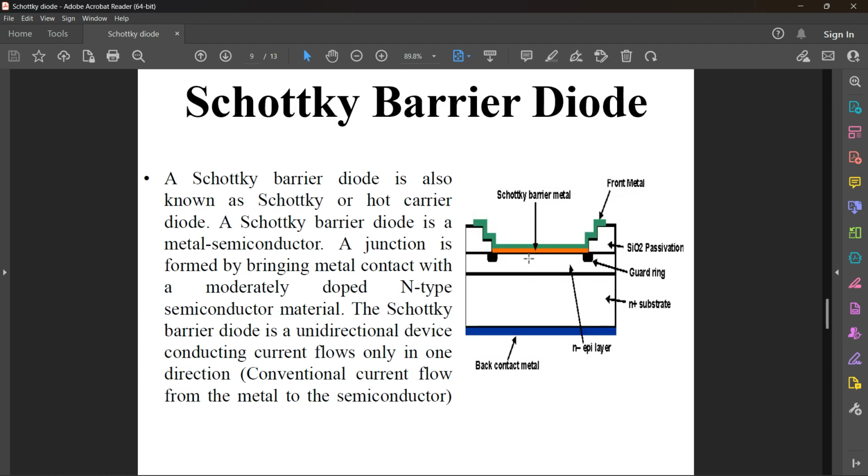And see, the Schottky barrier diode is manufactured in this manner, where the bottom layer has a back contact metal, topped with the N plus substrate, then a channel with guard rings, and over that a silicon oxide passivation layer, and over the top layer the Schottky barrier metal has been deposited as the front metal. By definition, a Schottky barrier diode is also known as a Schottky or hot carrier diode. It is a metal semiconductor diode, where a junction is formed by bringing a metal contact to a moderately doped n-type semiconductor material. The Schottky barrier diode is a unidirectional device, as current flows only in one direction. Conventional current flow is from the metal to the semiconductor.